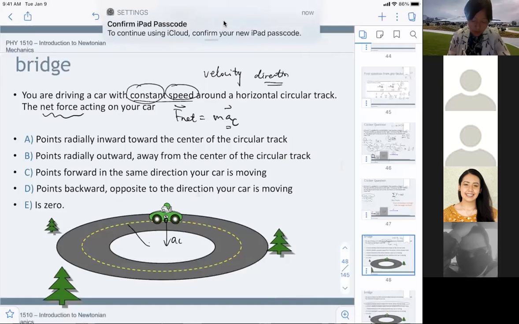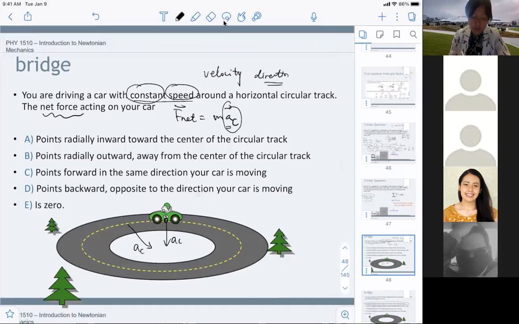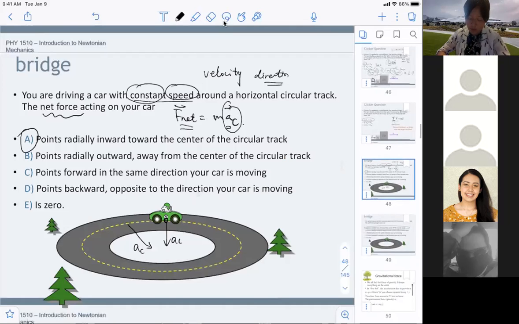So no matter where you go, you need this centripetal acceleration to constantly change the direction of your velocity. So we know that if your acceleration is toward the center, the net force must also be toward the center. So you can quickly apply that, and knowing that, pointing radially inward toward the center of the circular track would be the correct answer. Right? So that's, again, a direct application of Newton's second law.